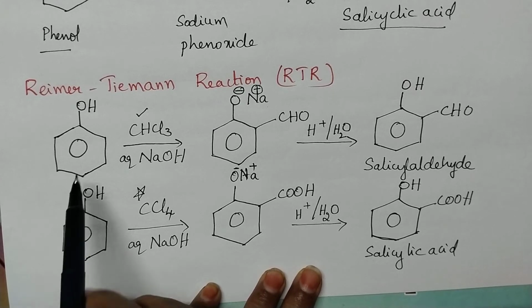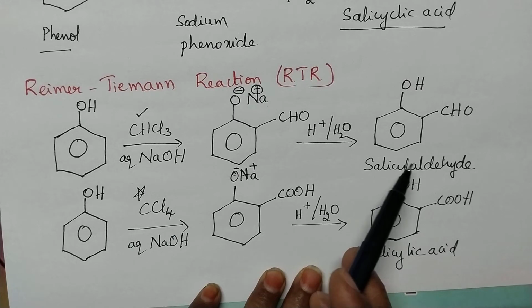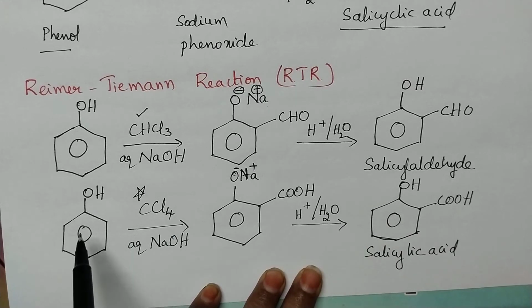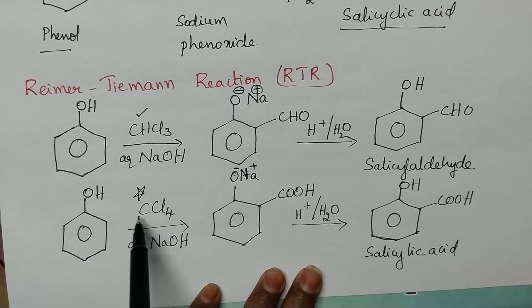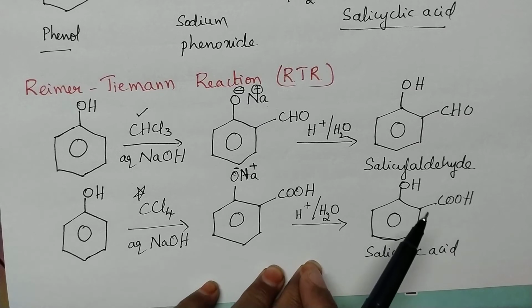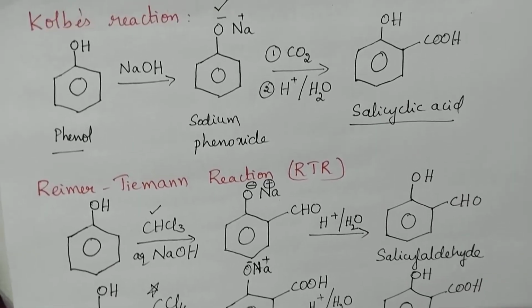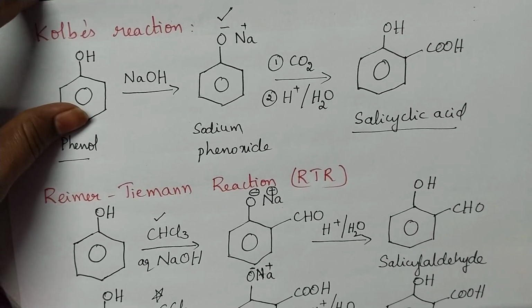So phenol on treatment with chloroform results in the formation of salicylaldehyde. Phenol on treatment with carbon tetrachloride results in the formation of salicylic acid. And the reaction is called the Reimer-Tiemann reaction. Is it clear about the Reimer-Tiemann reaction, students?